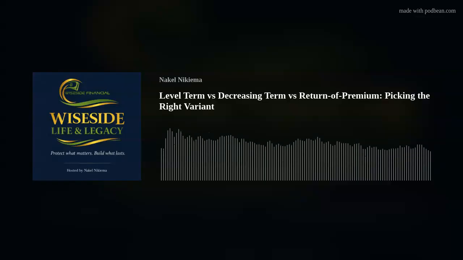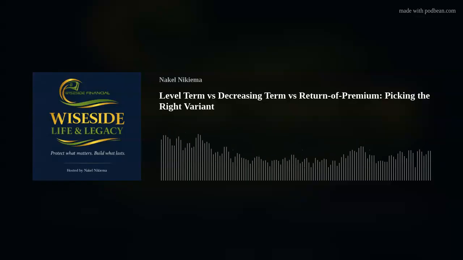So if David buys what's called a $500,000 decreasing term policy, it might start at $500,000 in year 1. But then as time goes on, that number steps down. Maybe by year 5 it looks more like $400,000. By year 10, $300,000. By year 15, maybe around $150,000. And by year 20, it reaches zero because the policy ends and the benefit has been declining the entire way.